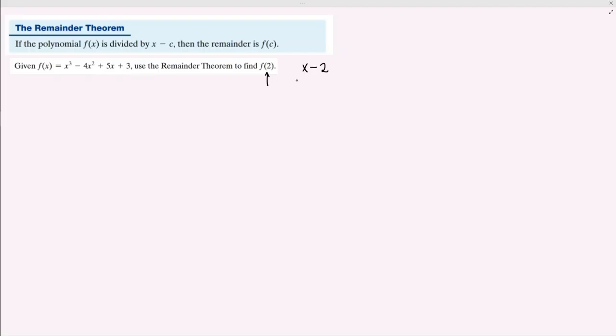So we'll demonstrate that. If we're going to divide x cubed minus 4x squared plus 5x plus 3 by x minus 2, for synthetic division we put the 2 here, and then the coefficients 1, negative 4, 5, and 3. And our remainder is going to go here, so that will be f of 2.